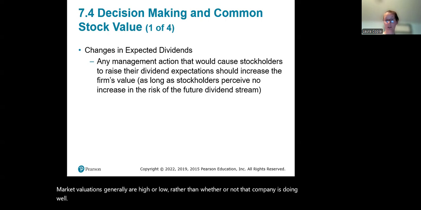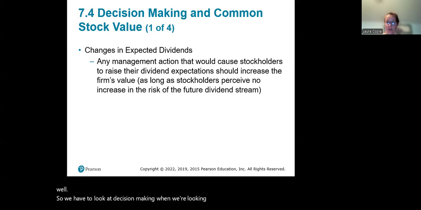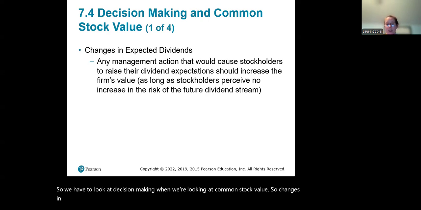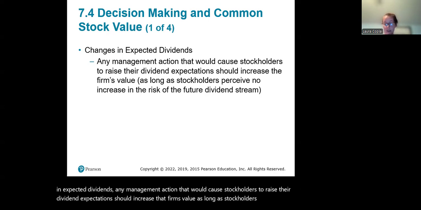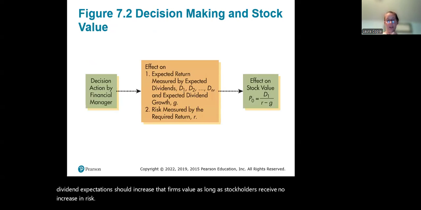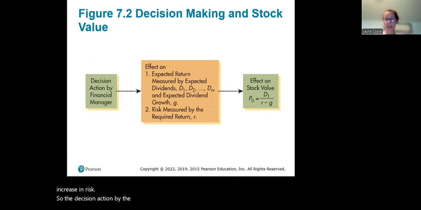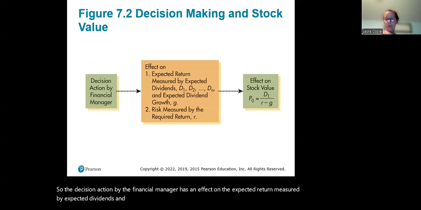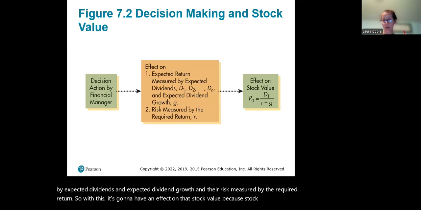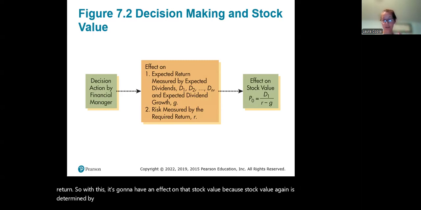So we have to look at decision making when we're looking at common stock value. First, changes in expected dividends. Any management action that would cause stockholders to raise their dividend expectations should increase that firm's value as long as stockholders perceive no increase in risk. So the decision action by the financial manager has an effect on the expected return, measured by expected dividends and expected dividend growth, and the risk, measured by the required return. So it's going to have an effect on stock value because stock value, again, is determined by the dividends divided by the rate minus the growth.